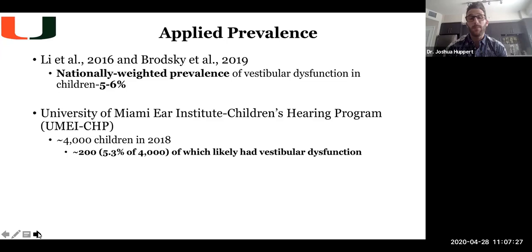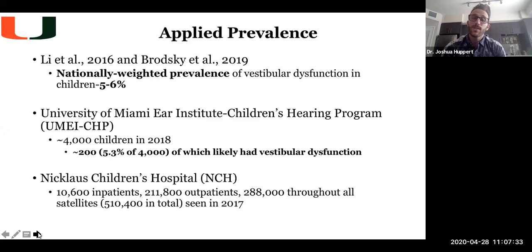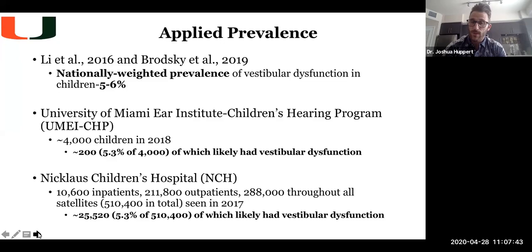Now, Nicholas Children's, between outpatient, inpatient, and all satellites, saw about 510,000 children in 2017. And that would equate to about 25,000 children who likely had vestibular dysfunction. Again, those weighted prevalences may be a little bit higher depending on the clinic you're looking at. Obviously in an otology, ENT, or audiology clinic, you're probably going to see those numbers be higher, and in specialty clinics where children are potentially multiply involved with a number of different specialties.